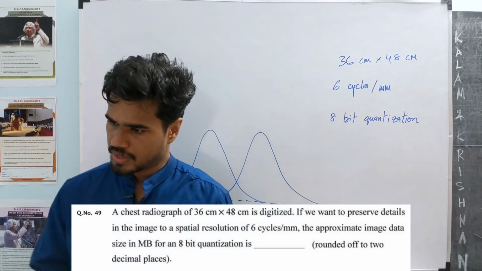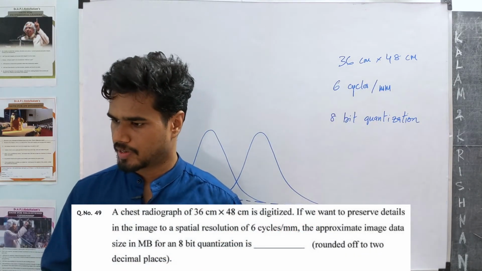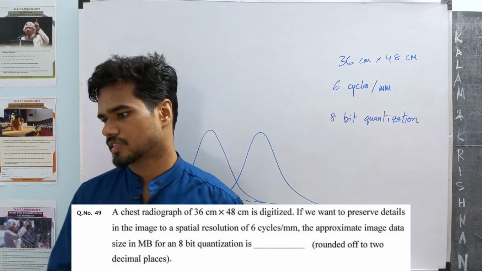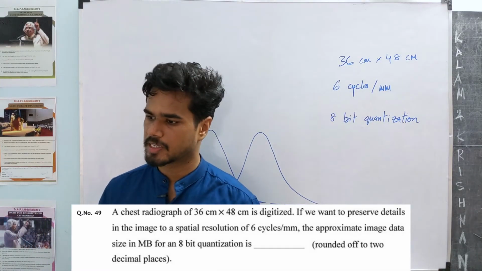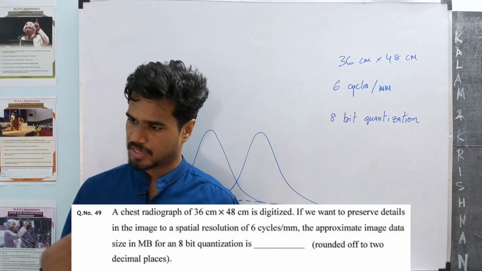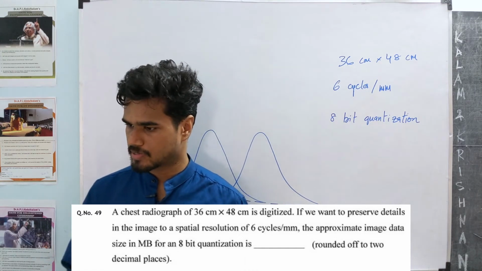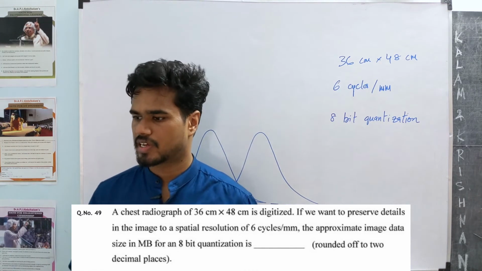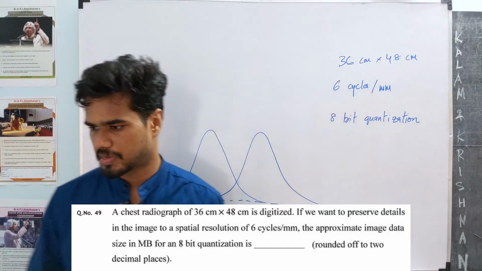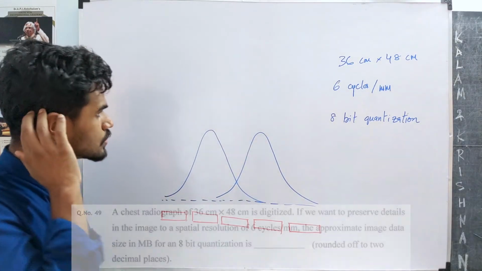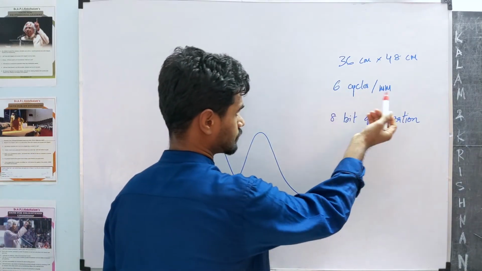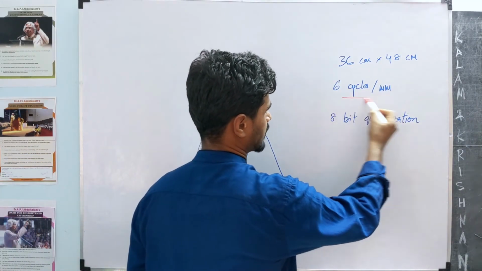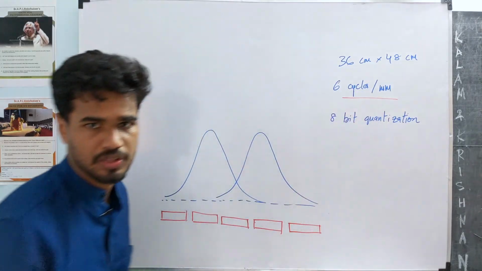49th question. A chest radiograph of 36 cm by 48 cm is digitized. If you want to preserve details in the image to a spatial resolution of 6 cycles per mm, the approximate image data size in megabytes for an 8-bit quantization is dash, rounded off to 2 decimal places. The key detail in this question is we need to understand what is cycles per mm. We need to understand this unit for the resolution.